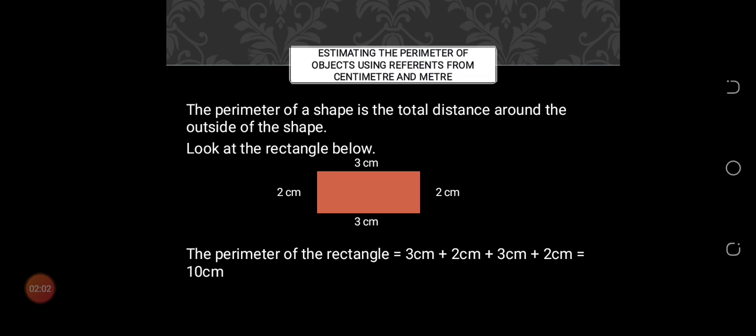So let's take this rectangle for instance. We have 2 here, 3 here, 3 here, and 2 here. So to find the perimeter of this rectangle, you add your 3 to your 2 to your 3 to your 2. The perimeter of the rectangle is equal to 3 plus 2 plus 3 plus 2, which is equal to 10 centimeters. So this is how to find the perimeter of a shape.